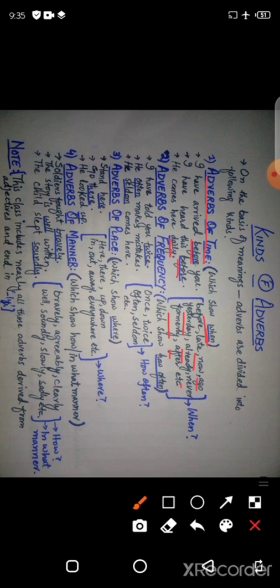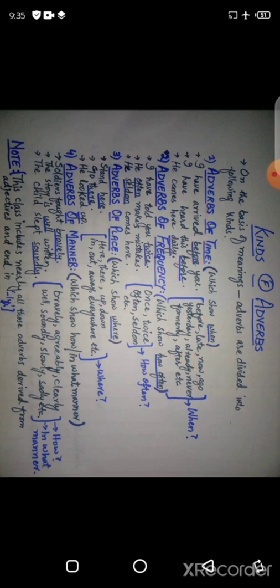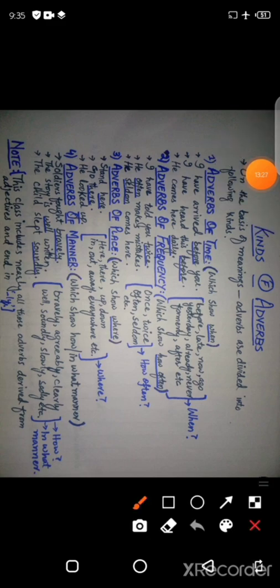And then we have the second kind, that is adverbs of frequency. Adverbs of frequency are those adverbs which show us how often. How often? Frequency means how often. I have told you twice. I have told you how often? Twice. He often makes mistakes. He seldom comes. So words like once, twice, often, seldom answer the question how often. He comes.